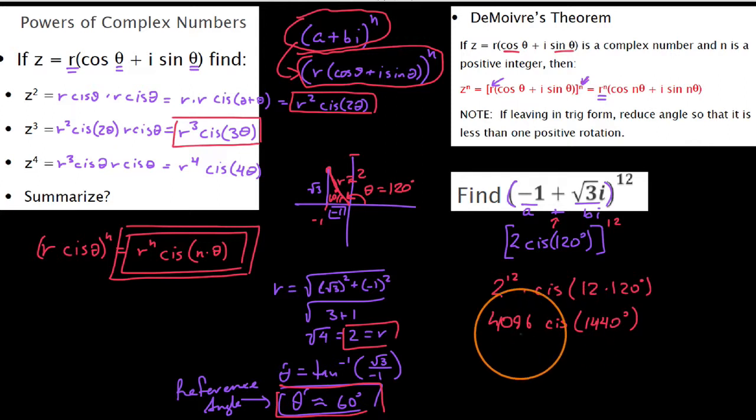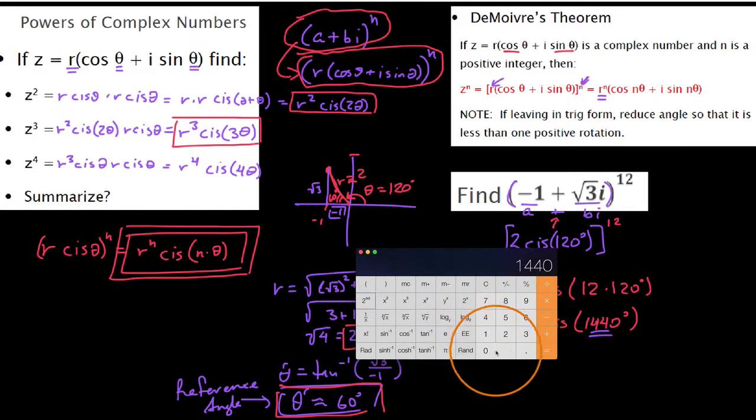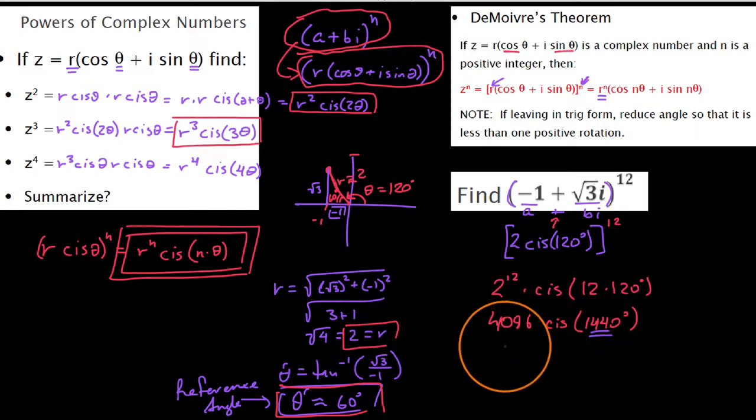I'm going to do 2 things before we tune out of this video, but I'm going to reduce this angle as the first thing. I'm going to start subtracting 360 off of this 1440 until I get down to a number that's between 0 and 360. So we say 1440 minus 360 equals, minus 360 equals, minus 360 equals, minus 360 equals. In this case, as a matter of fact, we get 0. So 4096 cis 0.